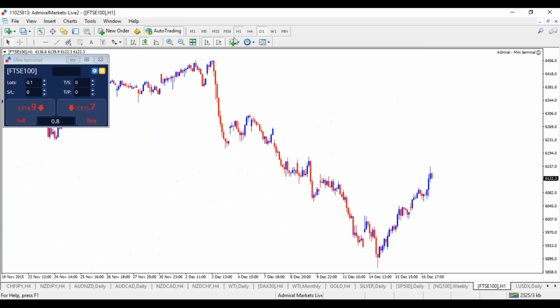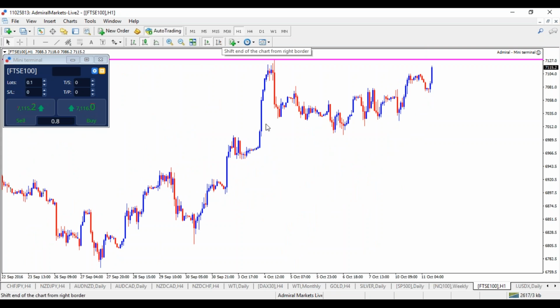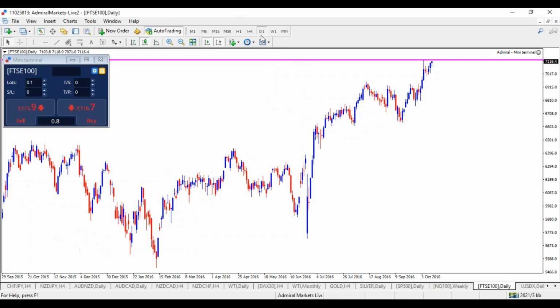Now I don't trade FTSE, so I don't have any particular trade ideas. If anything, I would be monitoring this daily chart and looking for a daily close today or tomorrow above this pink line with a daily close near the high. If it doesn't, then there's a chance it just turns into some correction.